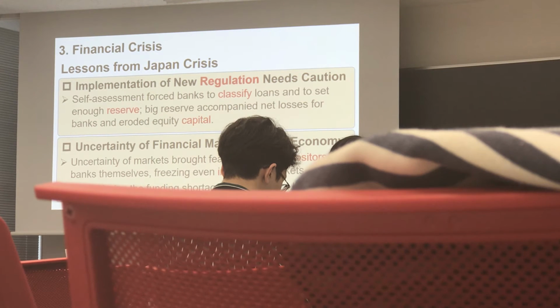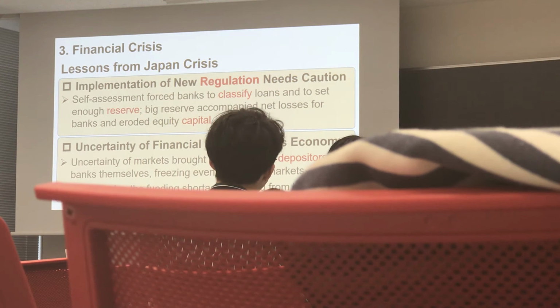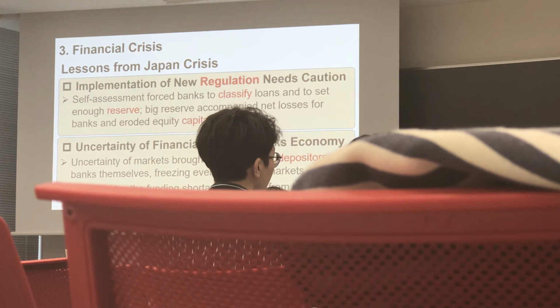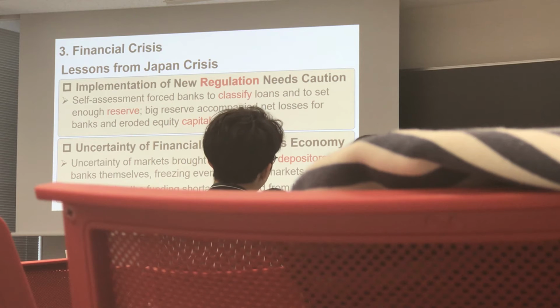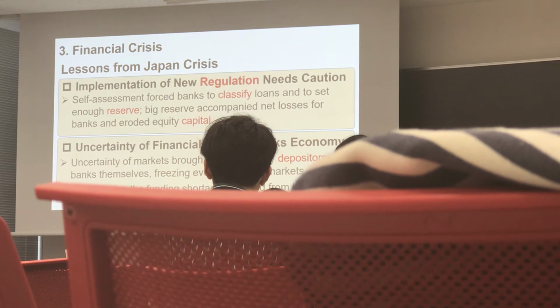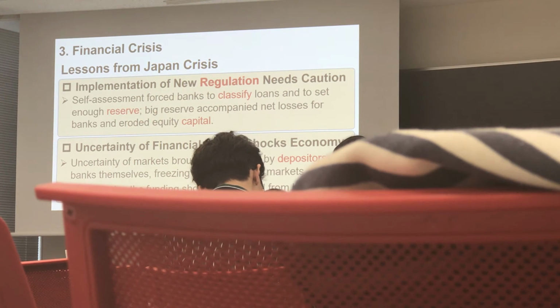And then let me move on to the financial crisis. We compared the financial crisis in Japan and the United States, and the lessons from the crisis in Japan. The crisis was caused by a new regulation, self-assessment. And then the shock was shared by the financial markets, and also by the depositors. That's why the Japanese government needed to inject capital into the banks using public funds, or tax money.